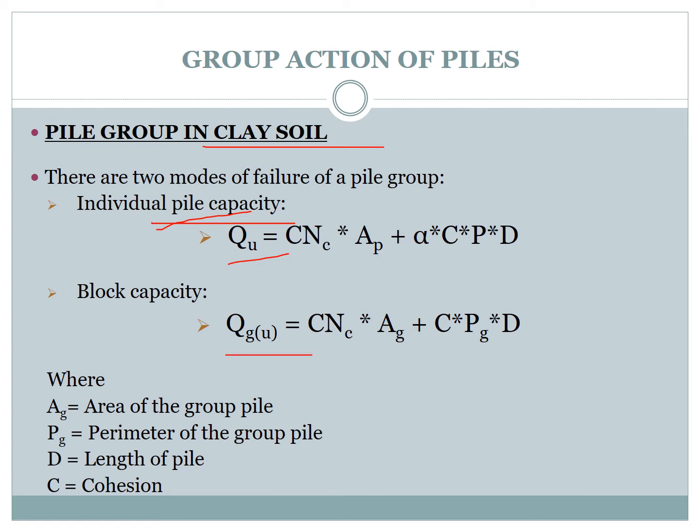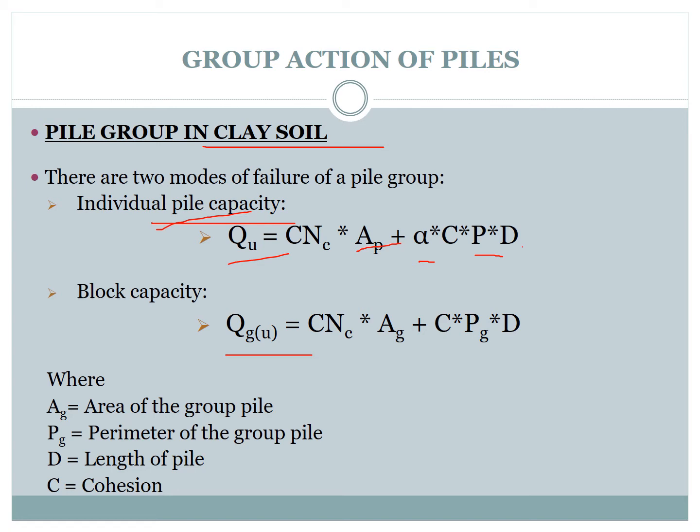C is the cohesion. Nc is the Terzaghi bearing capacity factor. Ap is the area of pile. Alpha is the adhesion factor. P is the perimeter of the pile, and D is the depth of the pile.